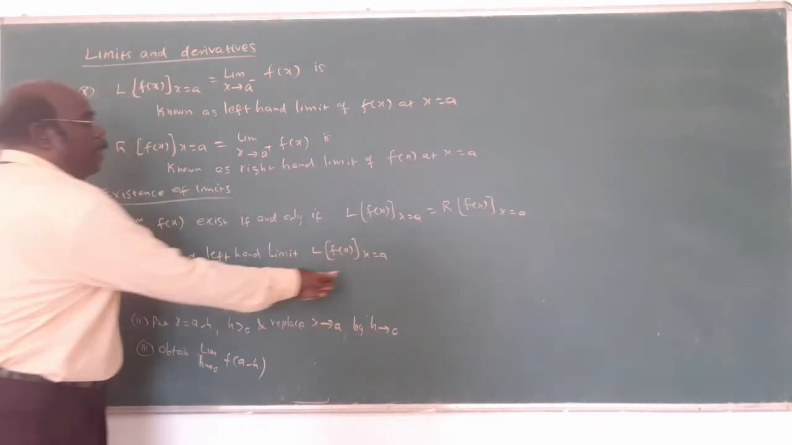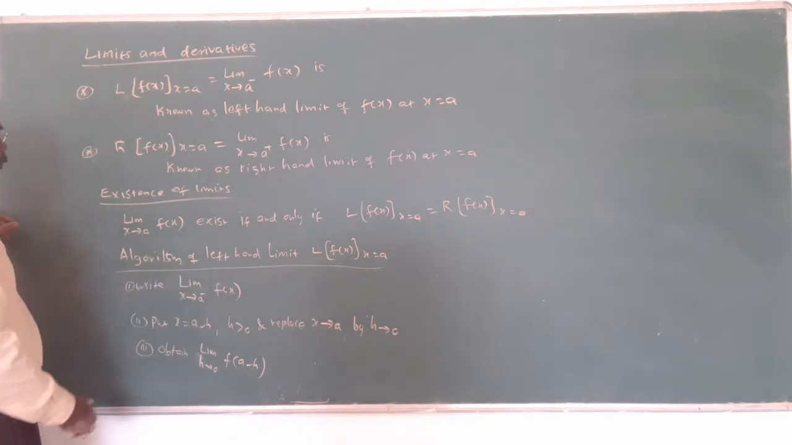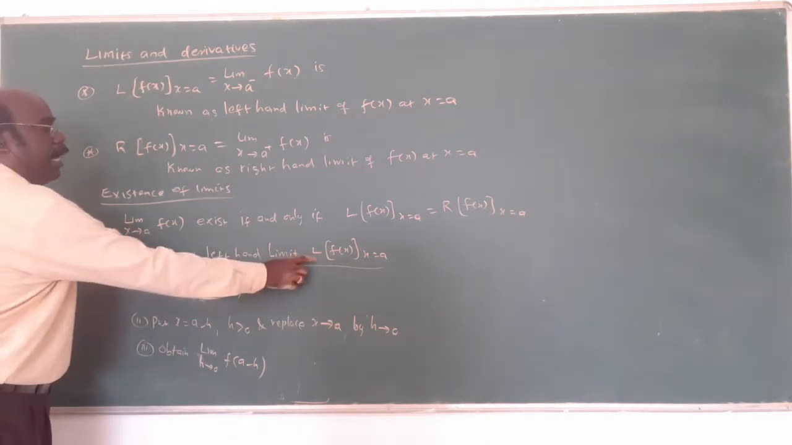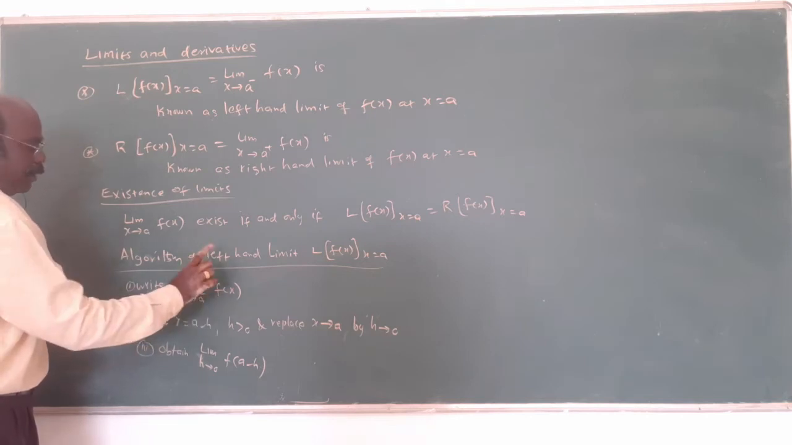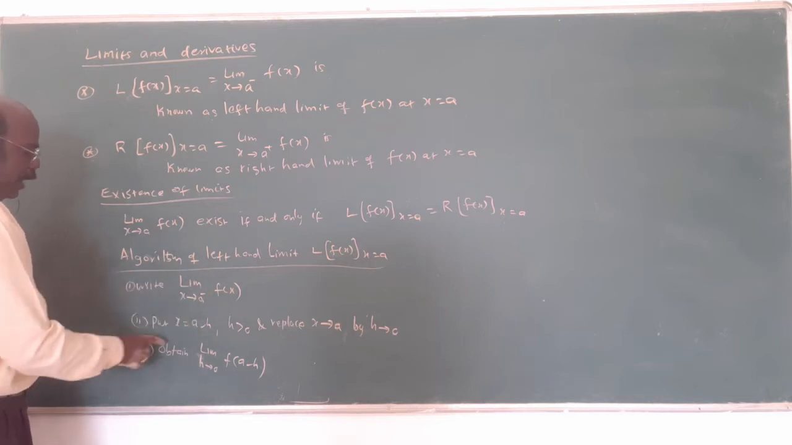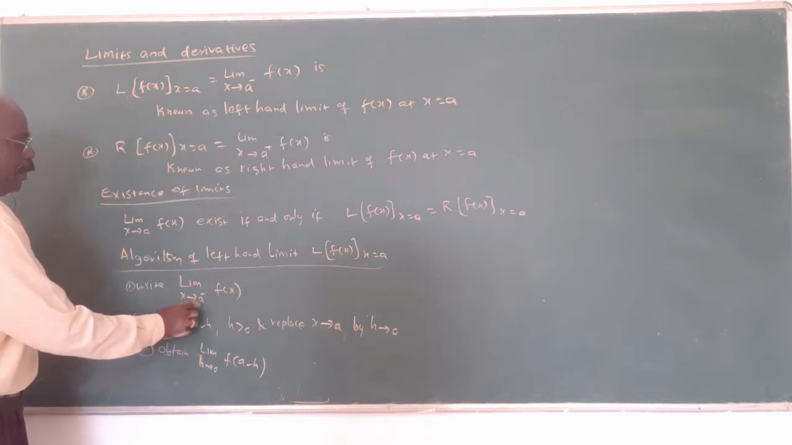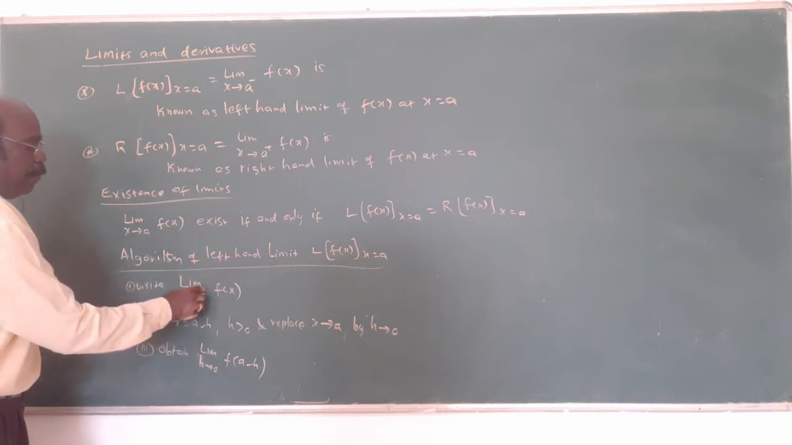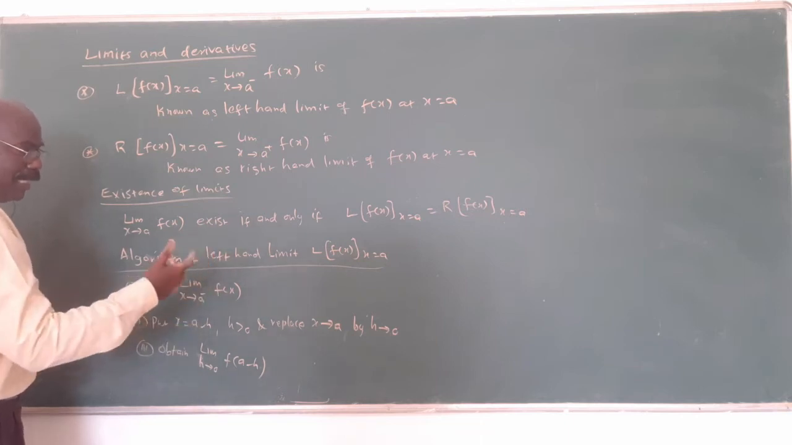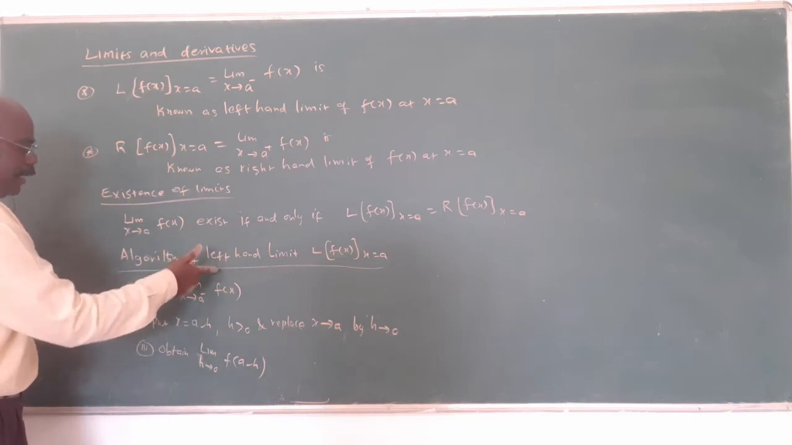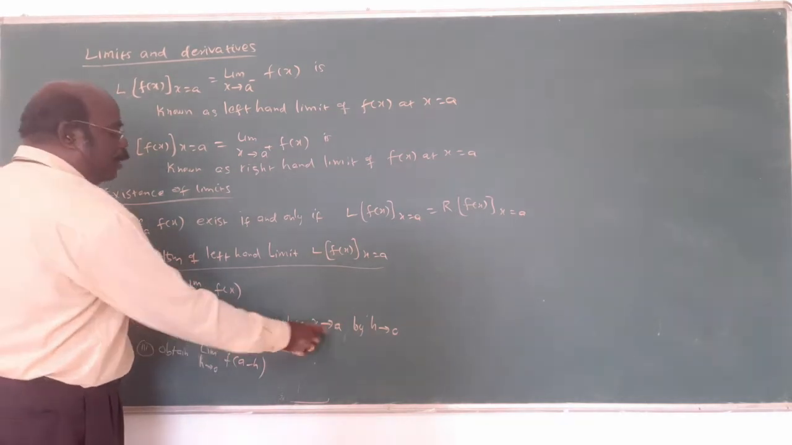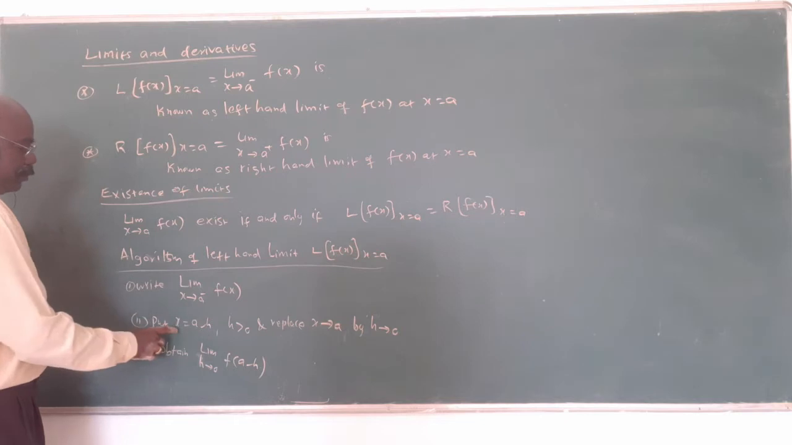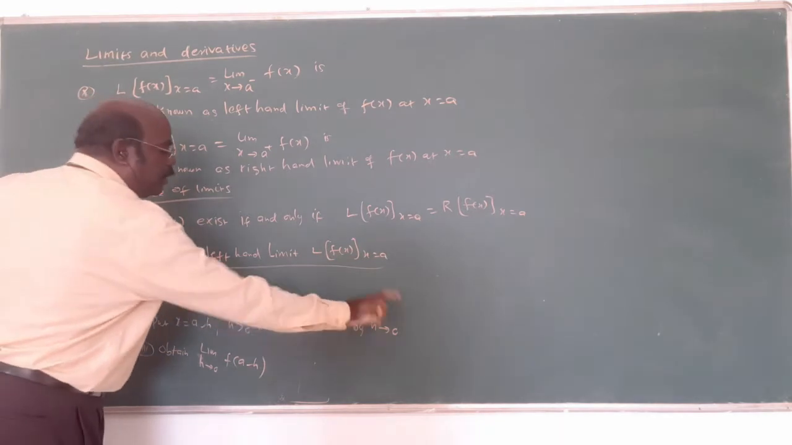The algorithm for the left hand limit is a working way. Left hand limit means limit x tends to a minus of f of x. That means put x equal to a minus h. For the right hand limit, it is a plus h. The h is always positive. Replace x by a minus h; h is a minus a, that is 0. So h is 0.